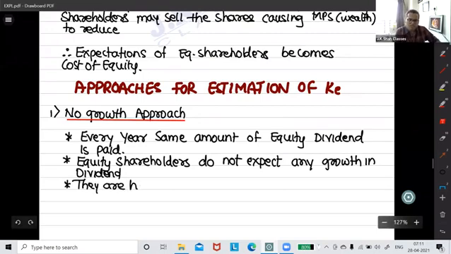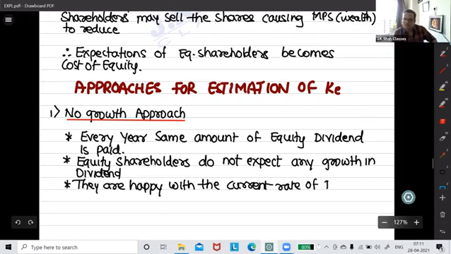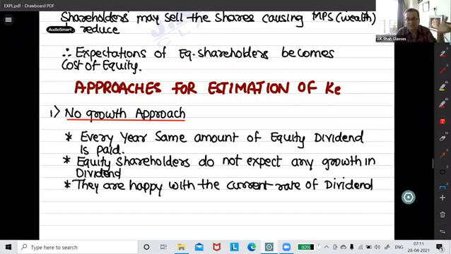They are happy with the current rate of dividend. That is also important. They are happy with the current rate of dividend. If they're unhappy, then what will happen? They will sell off the shares and leave. Right? So these are the basic assumptions of this theory.